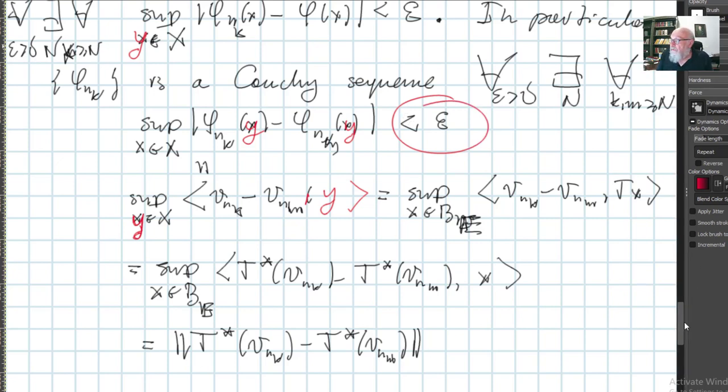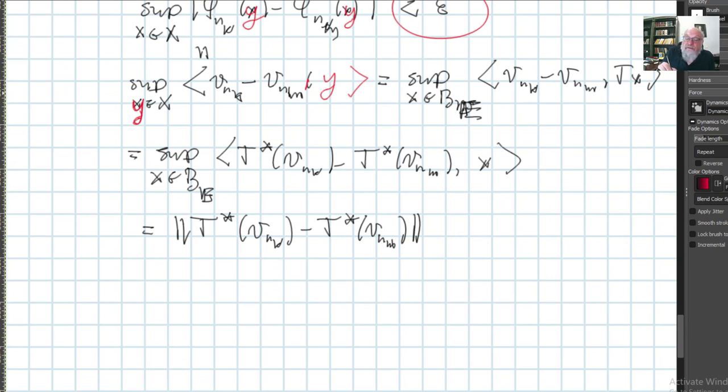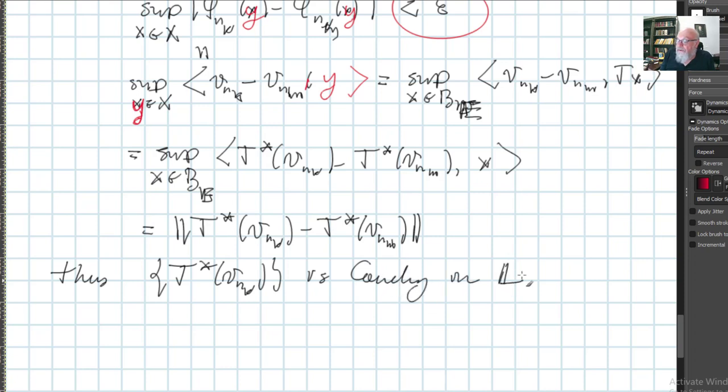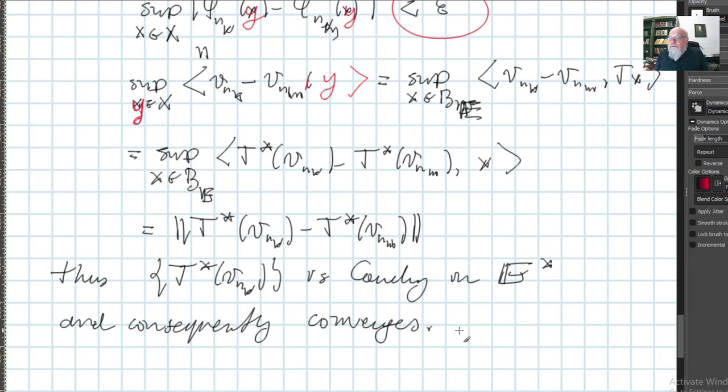So we are getting here that, thus, this sequence T star Vnk is Cauchy in E star, and consequently converges. Yes, so that proves it. That means we found the convergent subsequence. Very good.